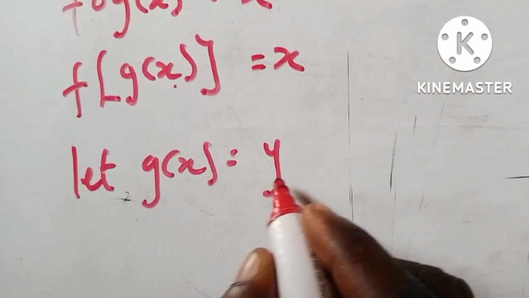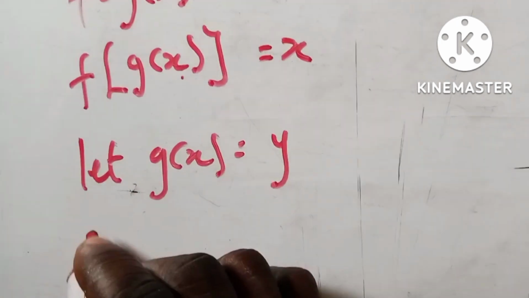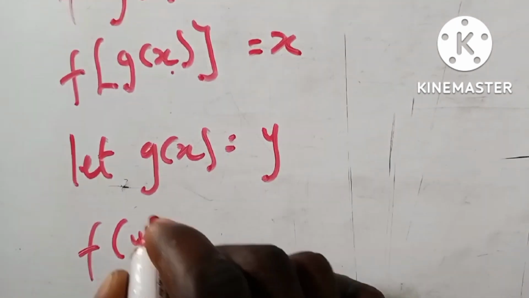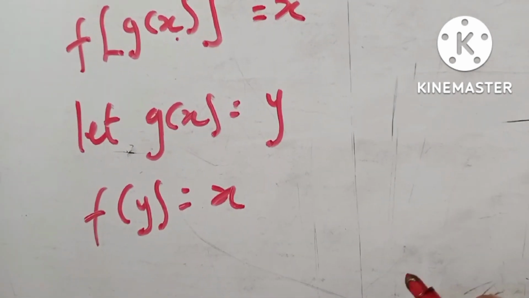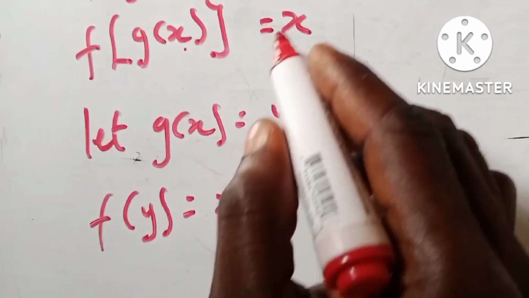So if you replace this one for simplicity, you are going to have your f of what? y here also equal to x. Is that okay? So that's a very simple scenario. So that is what exactly we are looking for.